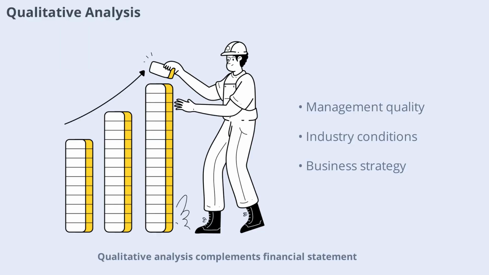Qualitative analysis complements financial statement analysis by considering non-numerical factors. This includes management quality, industry conditions, competitive landscape, and business strategy. Qualitative insights help explain the numbers and provide context for financial performance. Combining quantitative and qualitative analysis leads to more accurate and meaningful conclusions, supporting better decision-making in business and investment.